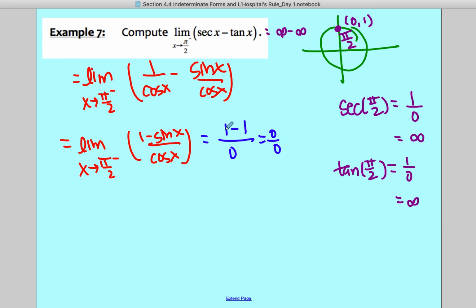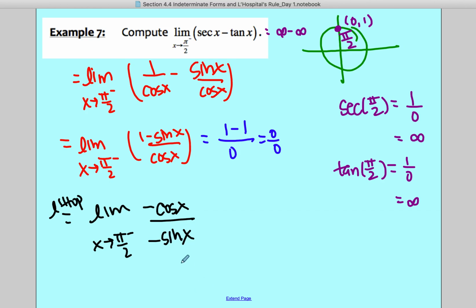Now that I have that form, I can use L'Hopital's rule. I can only use L'Hopital's rule once I have 0 over 0 or infinity over infinity. So now I'm going to L'Hop. Limit as x approaches pi over 2 from the left. The derivative of 1 is 0. The derivative of negative sine is negative cosine. The derivative of cosine is negative sine. Negative over negative, you can think of as positive. Then I always try to plug it in. Cosine at pi over 2 is 0, sine at pi over 2 is 1. Can you do 0 divided by 1? Yes. And your final answer is 0.